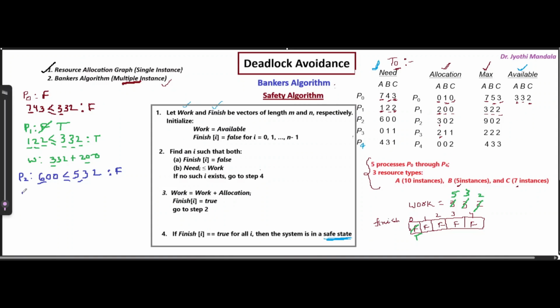What is the next process? Let us take the next process as P3. Okay, P3. Finish of P3 is, yes, false only. Now what we need to do? Oh, sorry, here I have made a mistake. It is not for P0. I think you can see from this one. It is for P1, right?